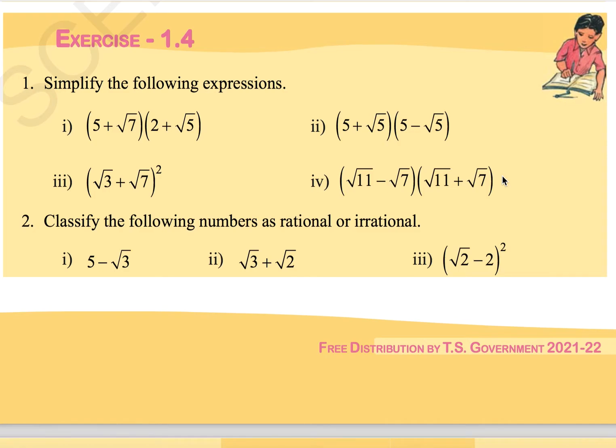Simplify the following expressions. You just need to simplify, no need to rationalize. 10 plus 35, 45 plus 5 root 5 plus 2 root 7. That's it. (a plus b) into (a minus b) is a square minus b square, 25 minus 5, 20. This is 20. This is 3 plus 7, 10. 10 plus 2 root 21. This is 11 minus 7, 4.